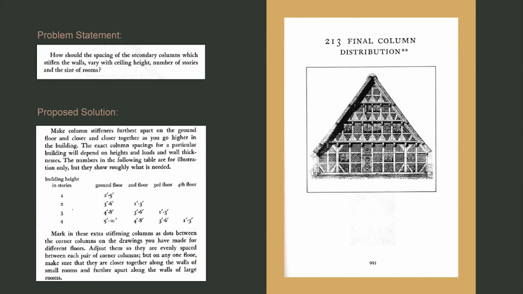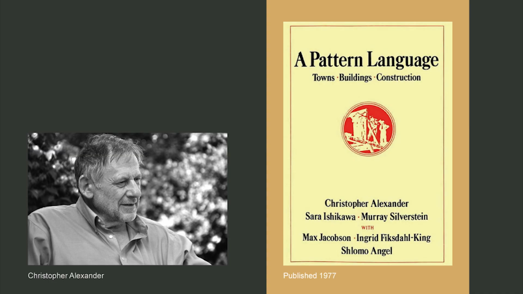Mark in extra stiffening columns as dots between your corner columns on the drawings you have made for different floors, so they are evenly spaced between each pair of corner columns, but on any one floor, make sure they are closer together along the walls of small rooms and further apart along the walls of larger rooms. Each of these examples shows how the authors considered building to be more than just a technical endeavour.